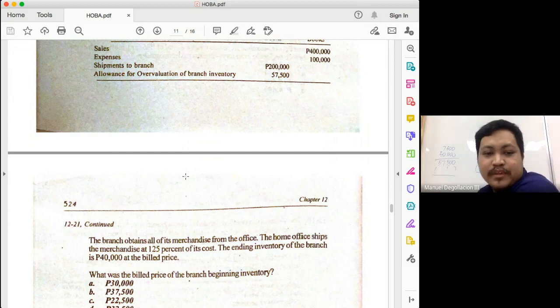You divide 40,000 by 125%, and that will give you 32,000. Times 25%, or deduct it from 40,000, you will get 8,000. And this will give us a markup on our cost of goods sold in the amount of 49,500.